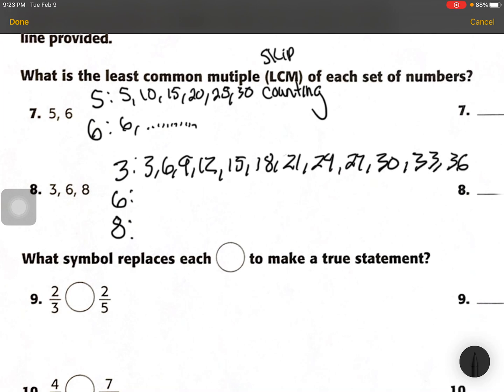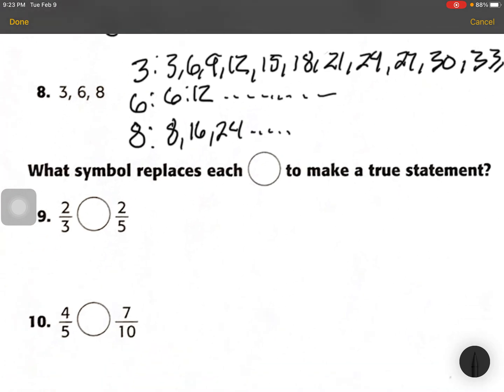Okay, now you can do your 6s. 6, 12, and just keep on going down your times table chart. For 8, start with an 8 to skip count. 8 times 2 is 16. 8 times 3 is 24. And skip count. Now, I want you to look and see if there's a number all 3 lines have in common. You have to do your skip counting at least 4 or 5 numbers in until you find a similar number that all 3 of them have.